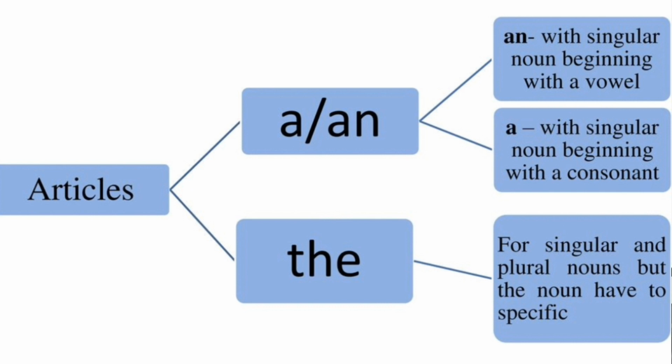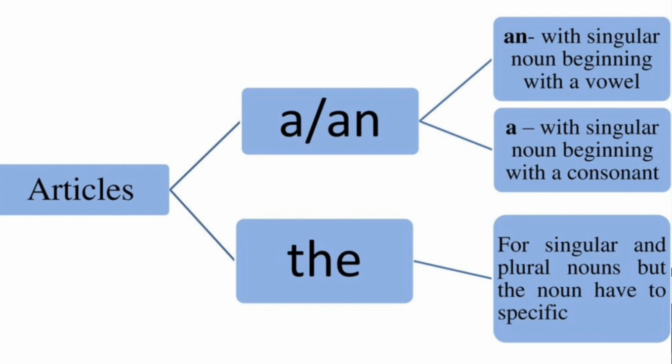The most important thing to learn about indefinite articles a and an is the choice. The choice between a and an depends on the sound that follows the article. As a is used before words that begin with a consonant sound and an is used before words that begin with a vowel sound. And the third article, that is the definite article, the, is used before both singular and plural nouns.